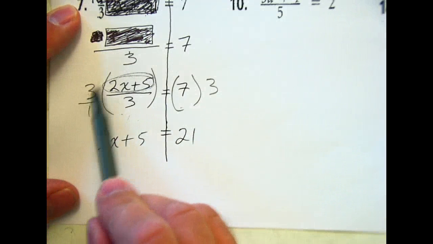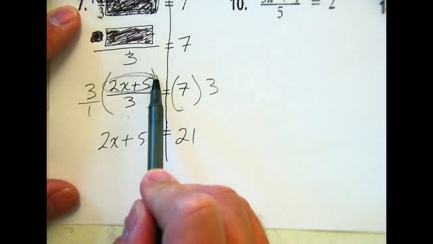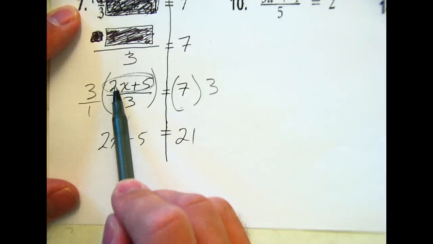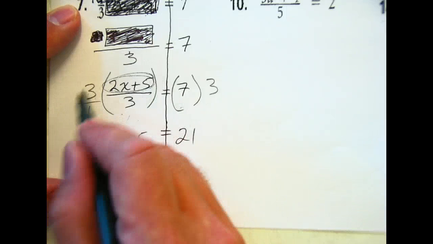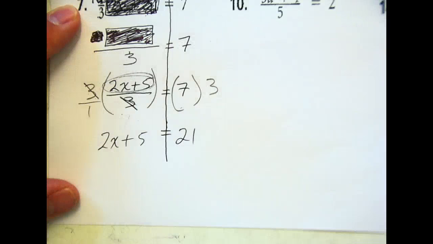So remember, these pieces, when I multiply this by this, you don't actually have to do the math. You don't have to go 3 times 2x is 6x, 3 times 5 is 15, because you're going to divide that 6x by 3, which gives you back 2x, and that 15 by 3, which will give you back 5. So these two things cancel. When you multiply by 3 and then divide by 3, it's undoing each other.